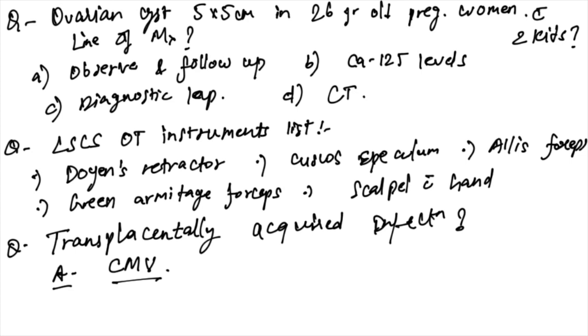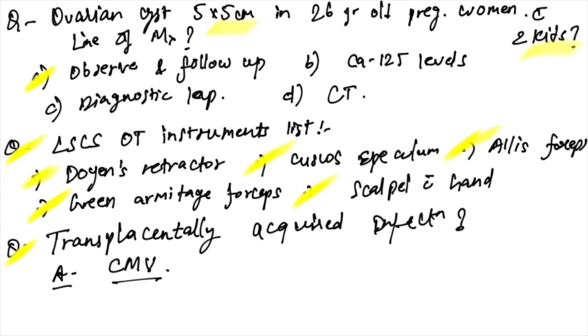Now ovarian cyst 5 into 5 centimeter in a 26-year-old pregnant woman with 2 kids. Now line of management is observe now and follow up in the OPD in 5 to 6 months. This is the option. Now LSCS OT instrument list. So what are the list for the OT instruments? So Doyen's retractor, Cusco's speculum, Allis forceps, scalpel in hand, and green Armytage forceps. These are the OT instrument list for the LSCS.